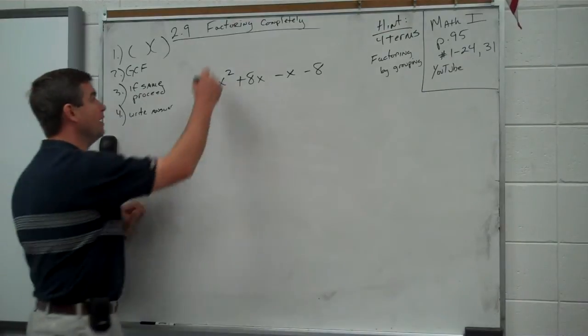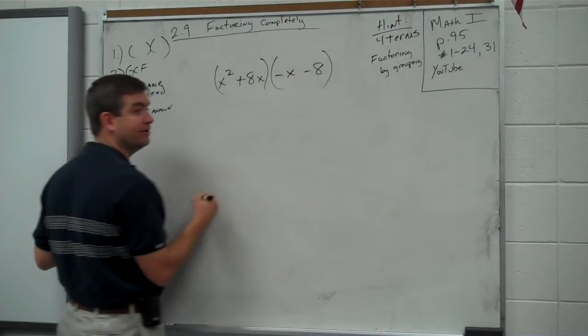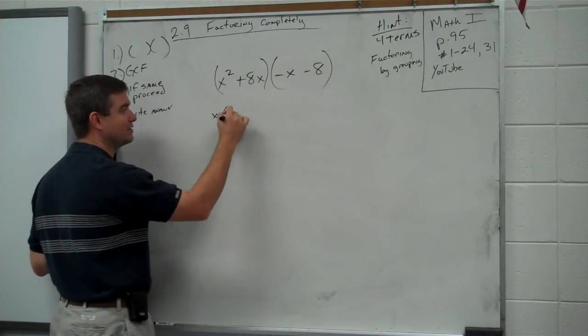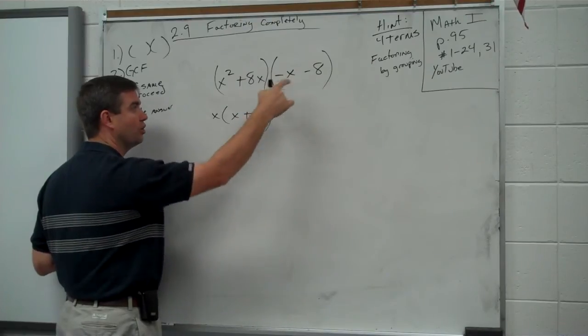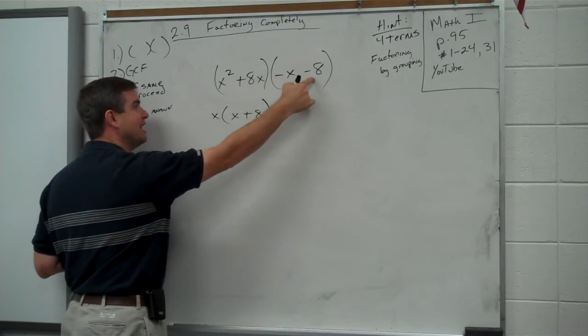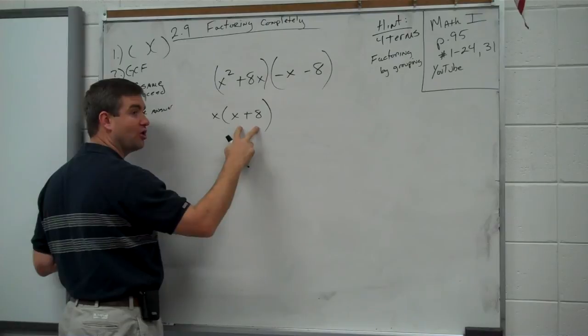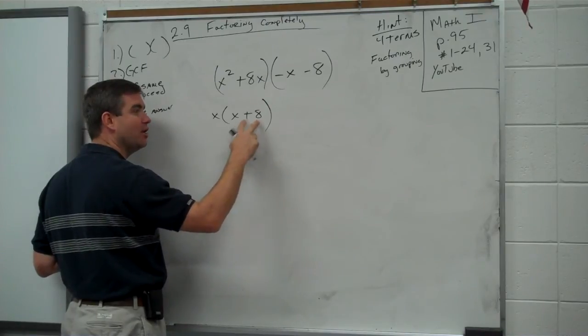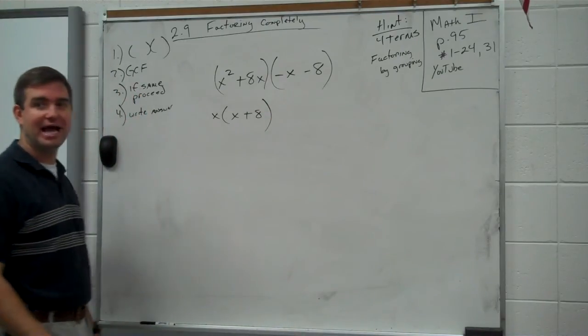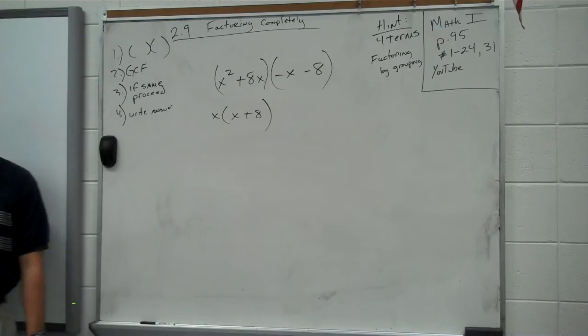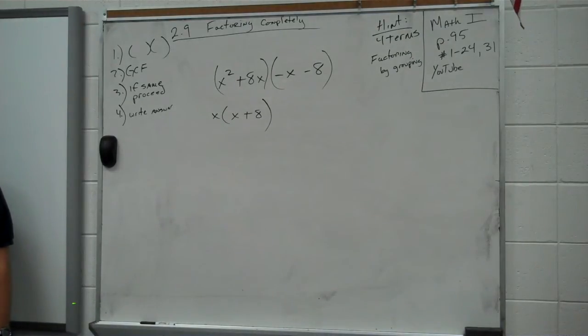But in this case, we go ahead and put our parentheses here and here. Right? We pull out an x and we get x plus 8. We're looking at negative x and negative 8. We know that we're trying to get x plus 8. What GCF do you think we're going to have to pull out to make it x plus 8? Negative 1. Some students don't see that right off the bat.